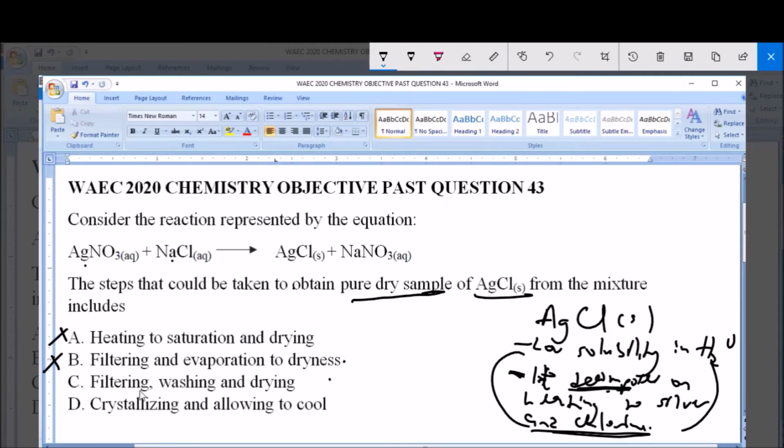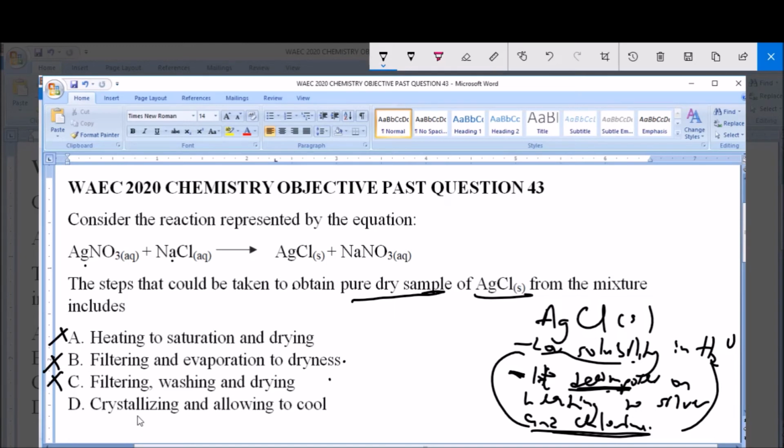Now you have filtering, washing and drying. Now it has low solubility in water, so washing and drying may not be seen as the best way to obtain a pure and dry sample of it.